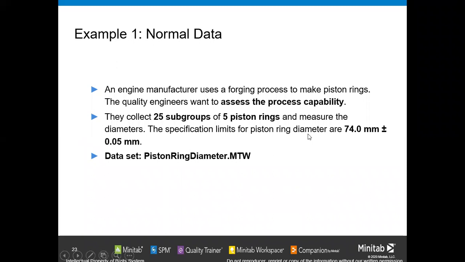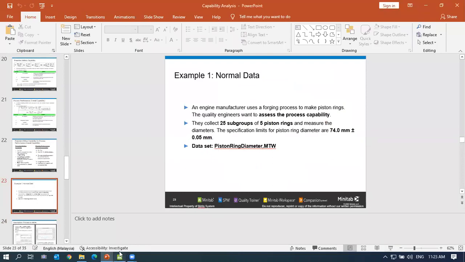Then here I have one case study. A manufacturer uses a forging process to make piston rings. The quality engineer wants to assess the process capability. They collect 25 subgroups of 5 piston rings and measure the diameter. The specification limit for piston ring diameter is 74 plus minus 0.05. So I go to the case study.